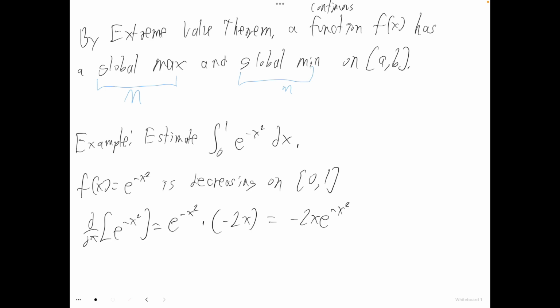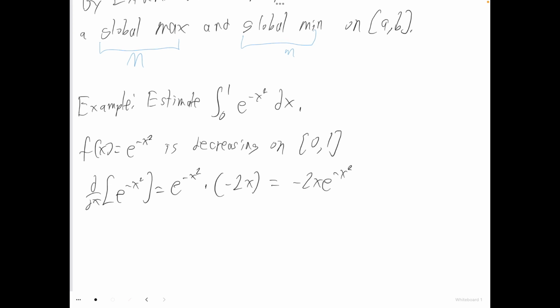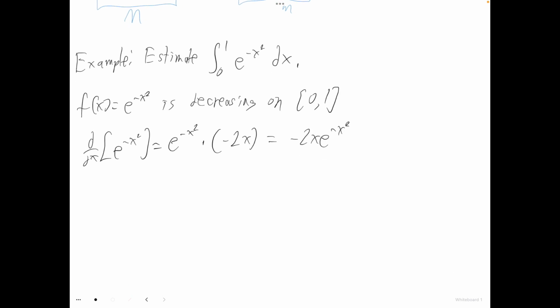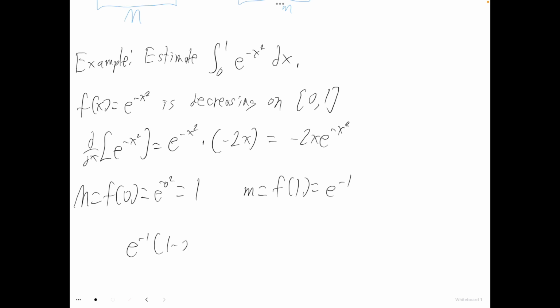And so that means that at 0, we're going to have the global max, and at 1, we're going to have the global min. Okay, and so capital M is going to be f of 0, which is e to the negative 0 squared, which is 1. And little m is going to be f of 1, which is e to the minus 1. And so using our comparison before, e to the minus 1 times (1 minus 0) is less than or equal to the integral from 0 to 1 of e to the minus x squared dx, which is less than or equal to 1 times (1 minus 0).